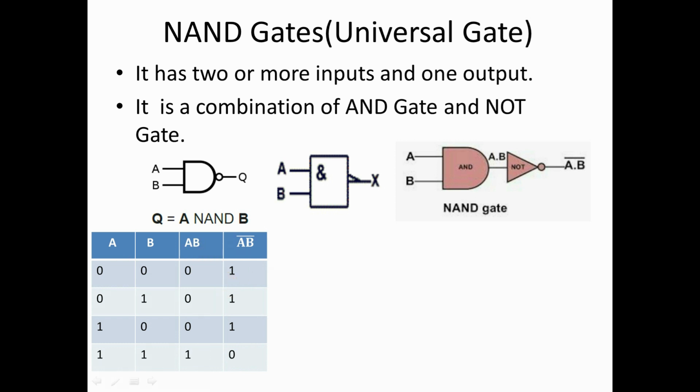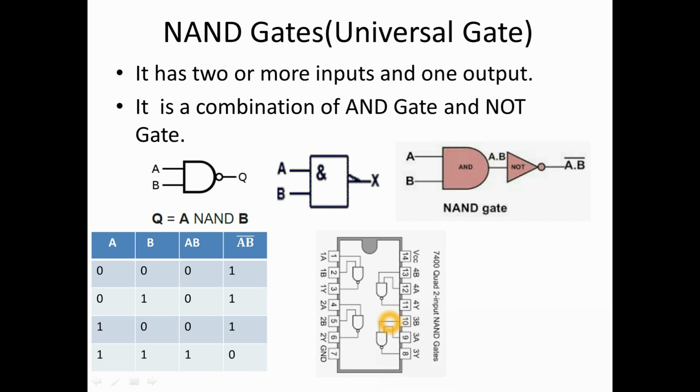For the AND gate, if any one of the inputs is 0, the output is 0. The output is logic 1 only when all the inputs are logic 1. That is the output of the AND gate. For the NAND gate, the output is logic 0 only when all the inputs are logic 1. That is the NAND gate. It is also called a universal gate because by using only NAND gates we can design any logic function.